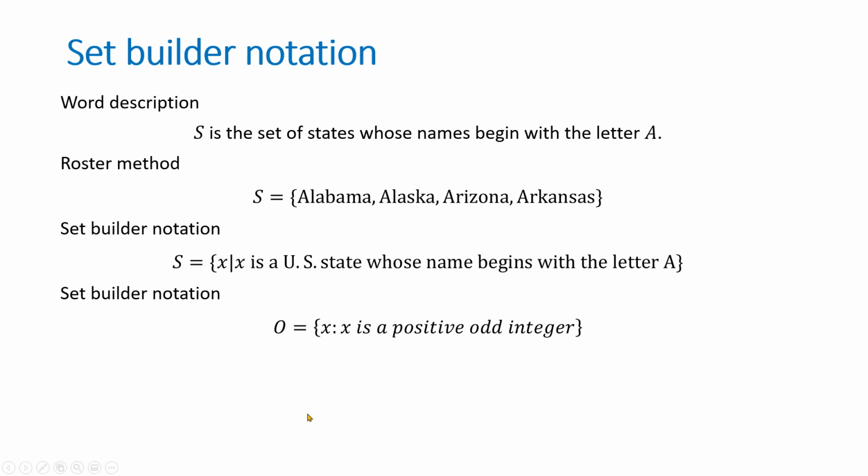For example, set O here is written in set builder notation, where O equals a set X such that X is a positive odd integer. If I were to use a roster method for set O, it would look like this.